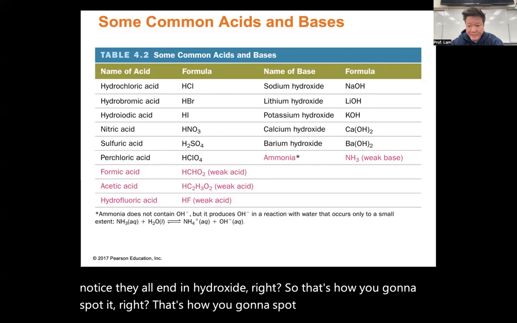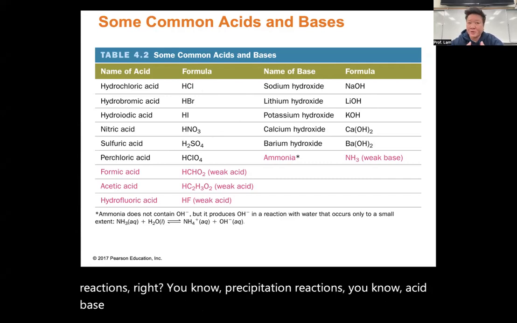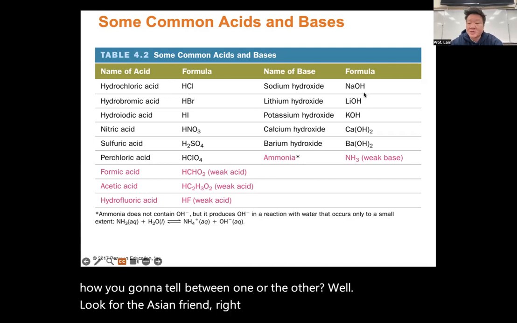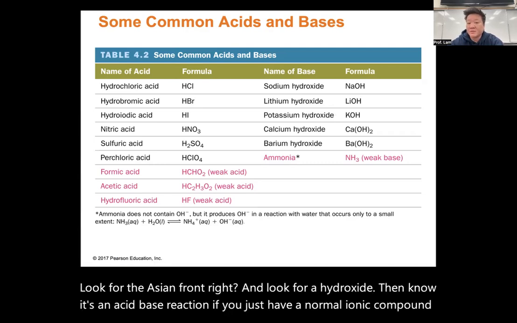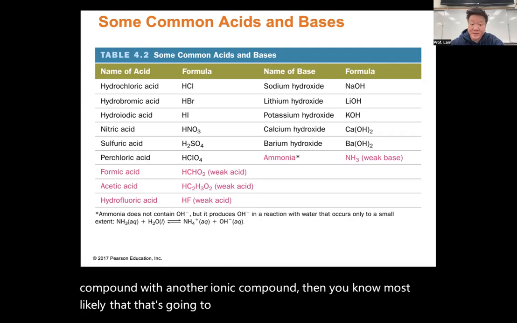So now you know two reactions, right? You know precipitation reactions, acid-base reactions. They're both double displacement, right? But how are you gonna tell between one or the other? Well, look for the H in front, right? And look for a hydroxide, then you know it's an acid-base reaction. If you just have a normal ionic compound with another ionic compound, then most likely that's gonna be a precipitation reaction, right?